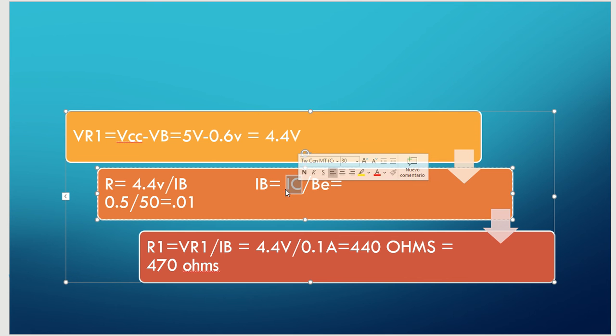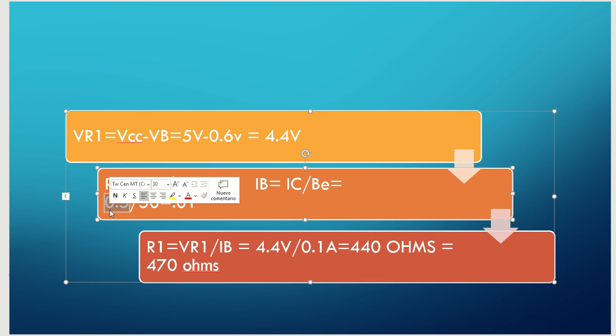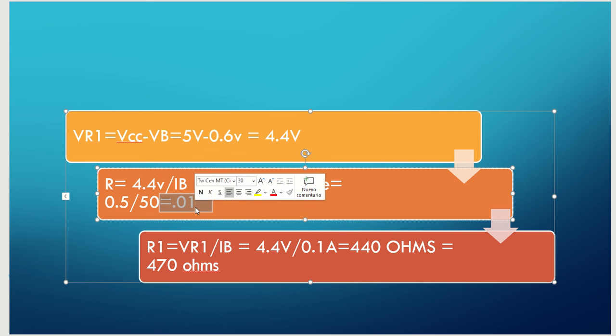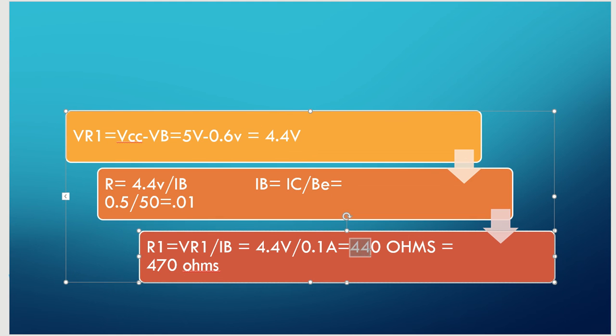This collector current, I set the value of 500 milliamps. We divide it by the gain, 50, and then we get the base current of 10.01 milliamps. Now we just divide this voltage by the current, and then we get 440 ohms. But we are going to use a commercial value of 470 ohms.